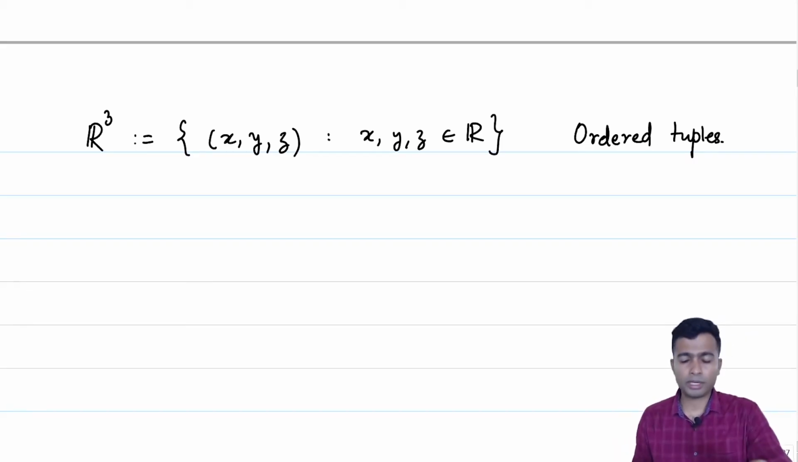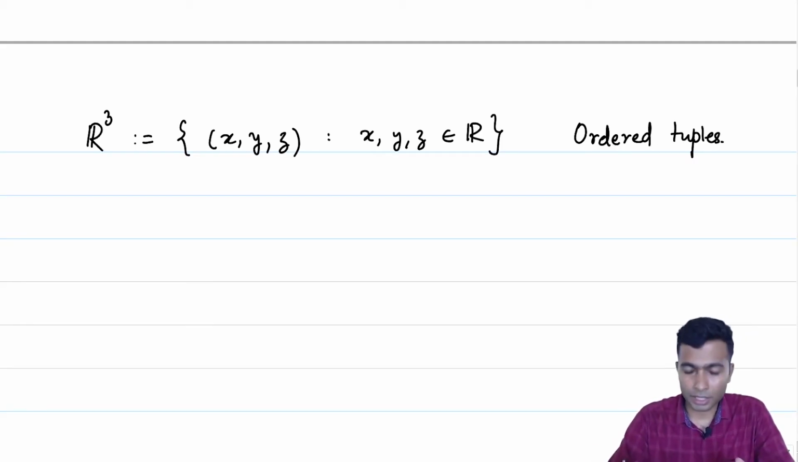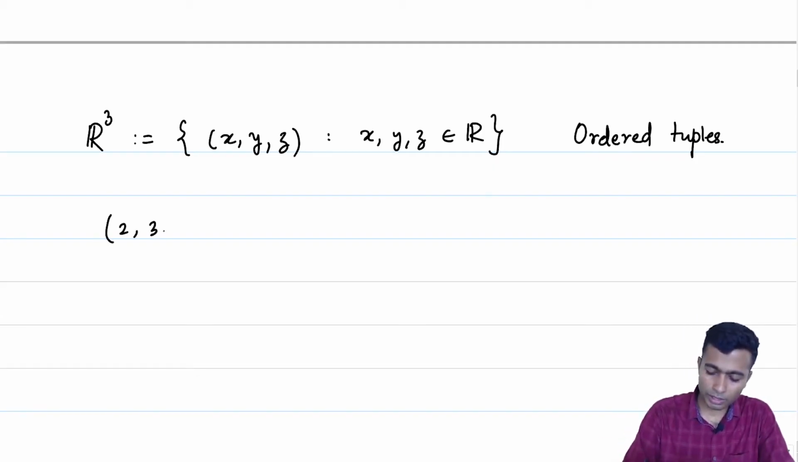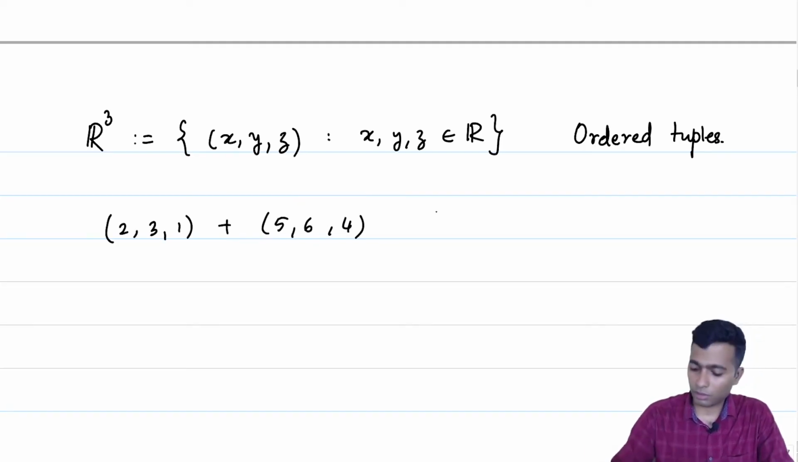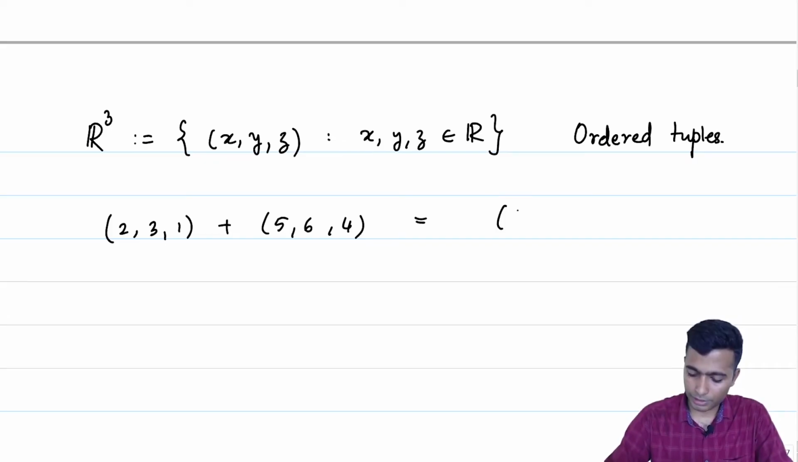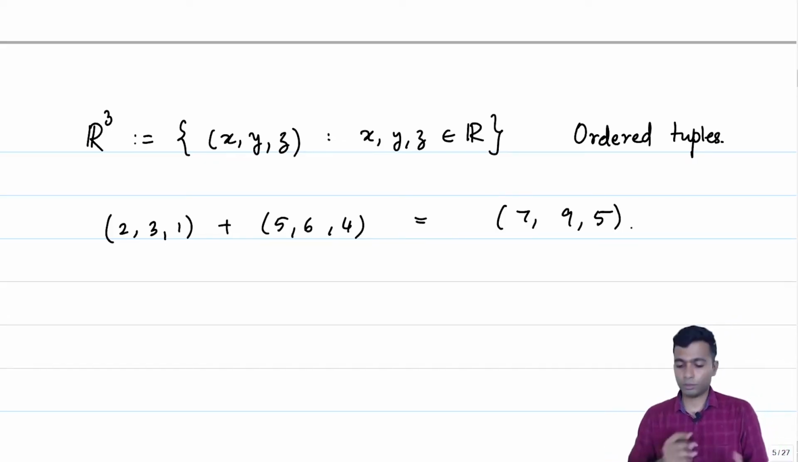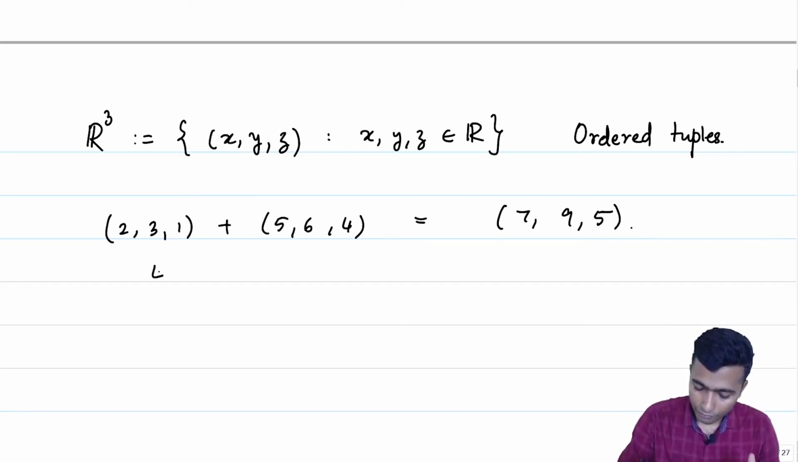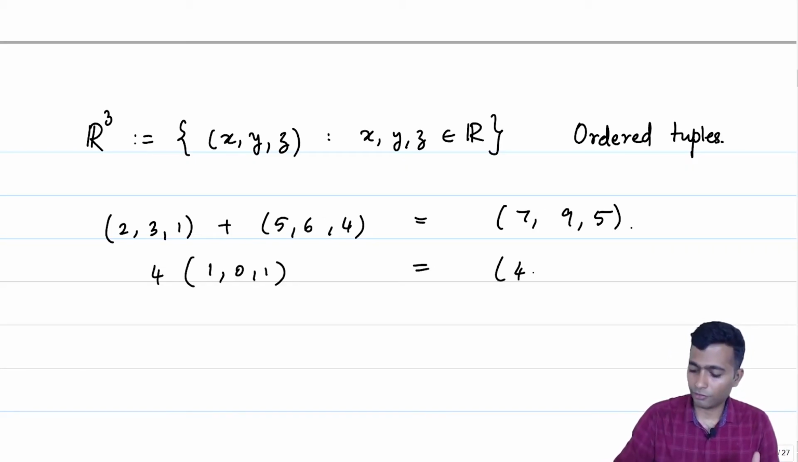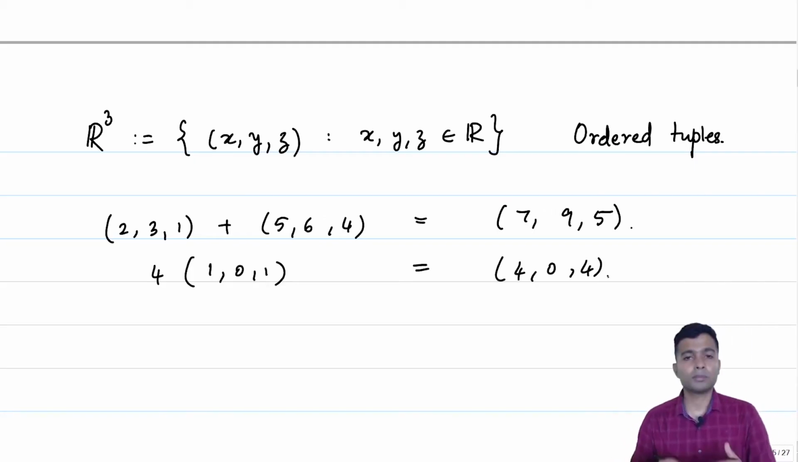And in a very similar manner, we have defined addition in R2, R3. So if say (2, 3, 1) is added to (5, 6, 4), what was the answer? This will be just (7, 9, 5), right? We know that it's taken component wise and added. If you multiply 4 times (1, 0, 1), we know that this is (4, 0, 4). Again, this is done component wise.